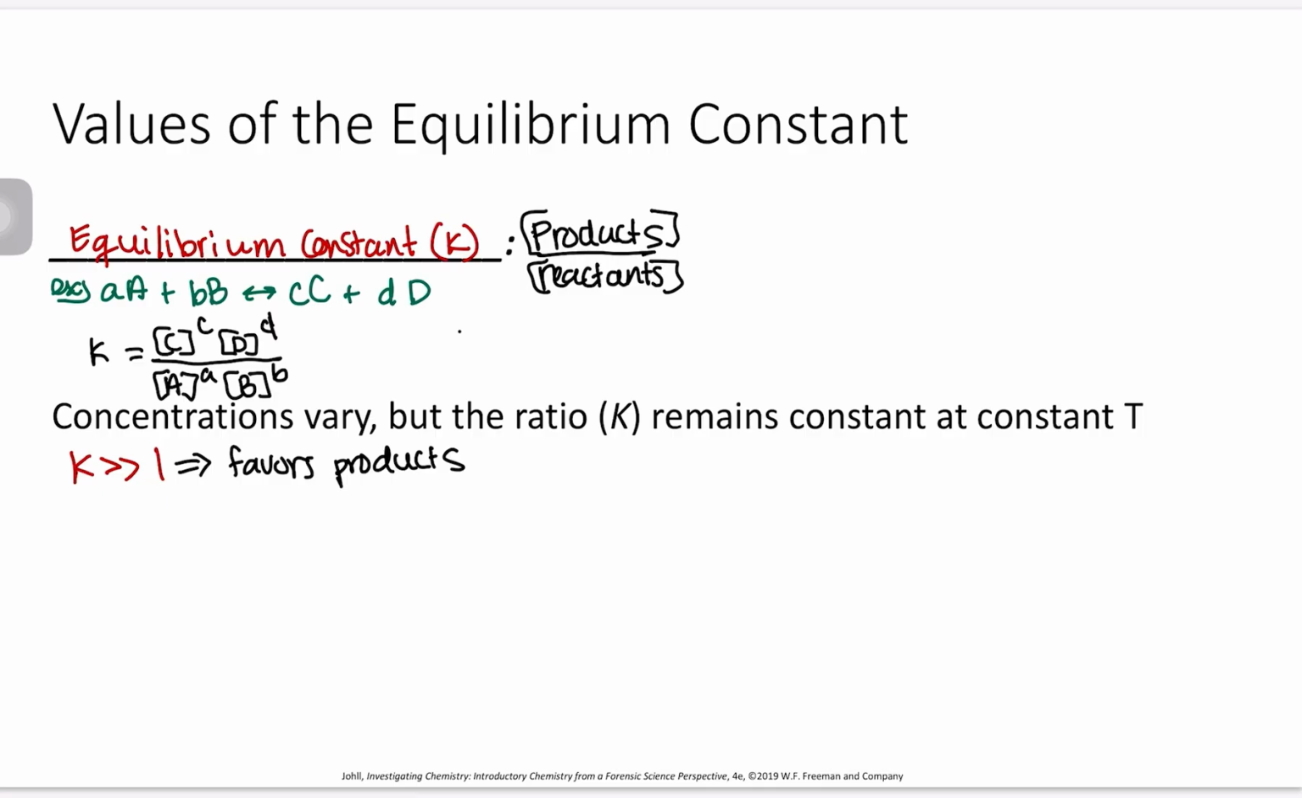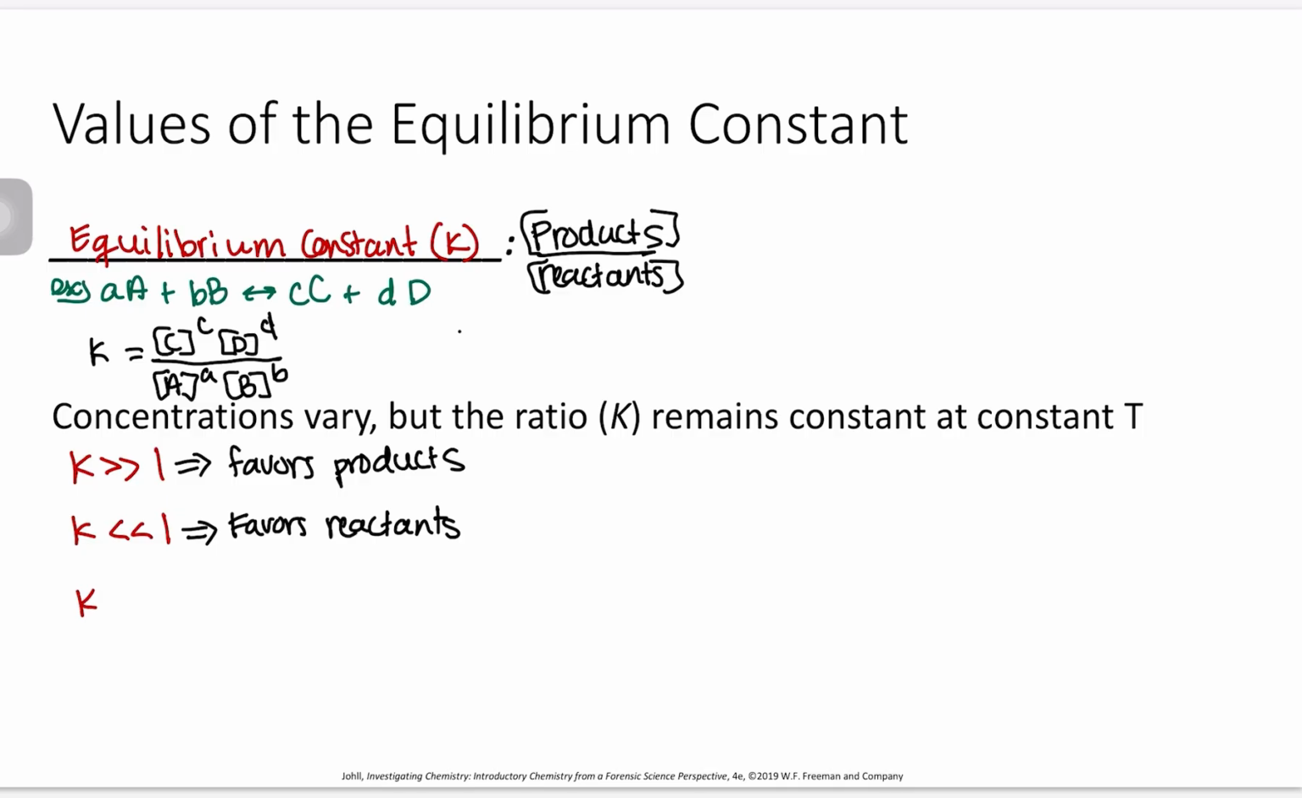Now, if K is much less than 1, the number on the bottom has to be much bigger than the number on the top. So that means we have a lot more reactants in our equilibrium system. So in this case, the equilibrium system is going to be favoring the reactants. If you have a really big K, then your equilibrium system favors the products. If you have a really small K, then your equilibrium system is going to favor the reactants.